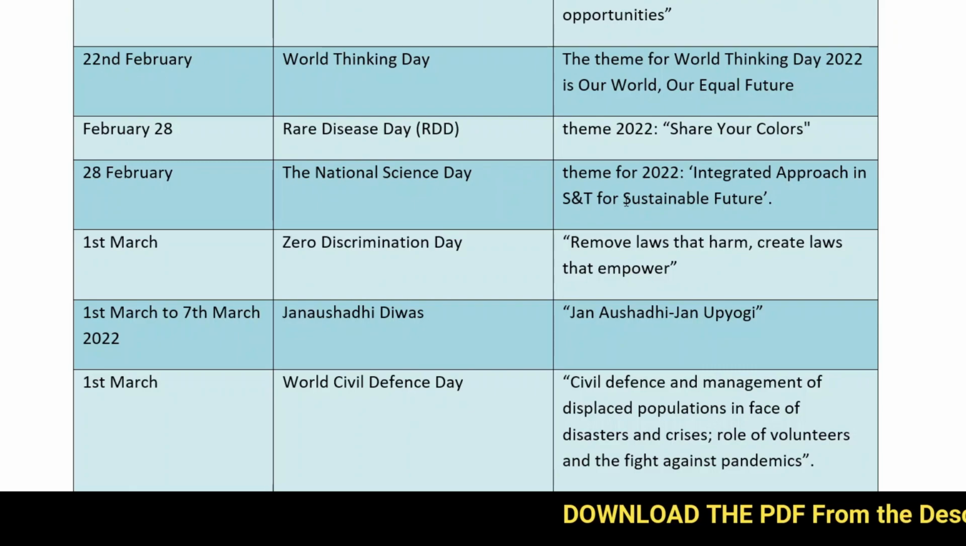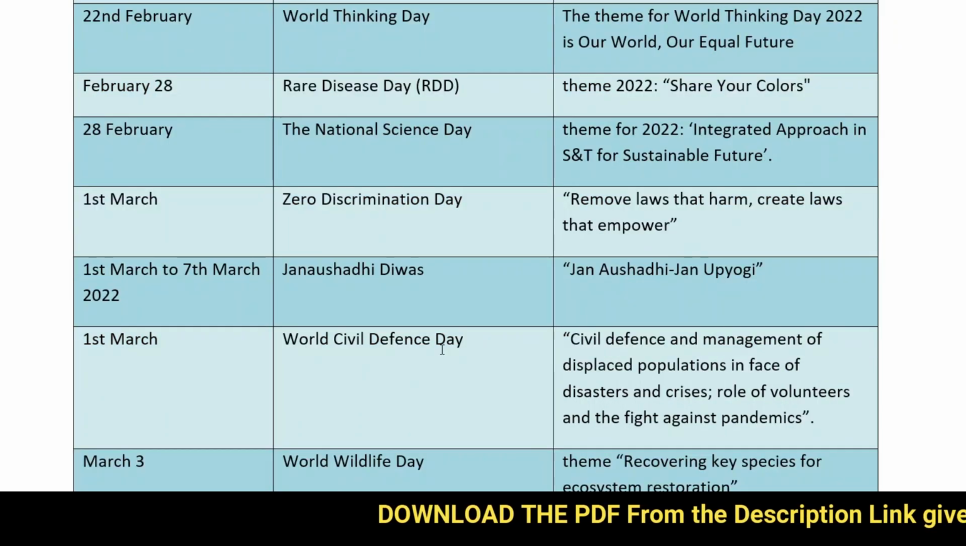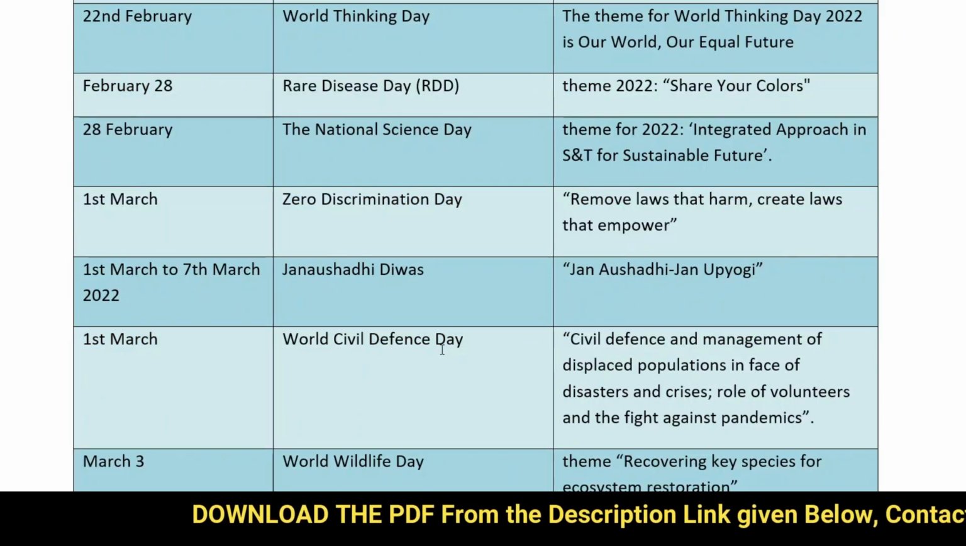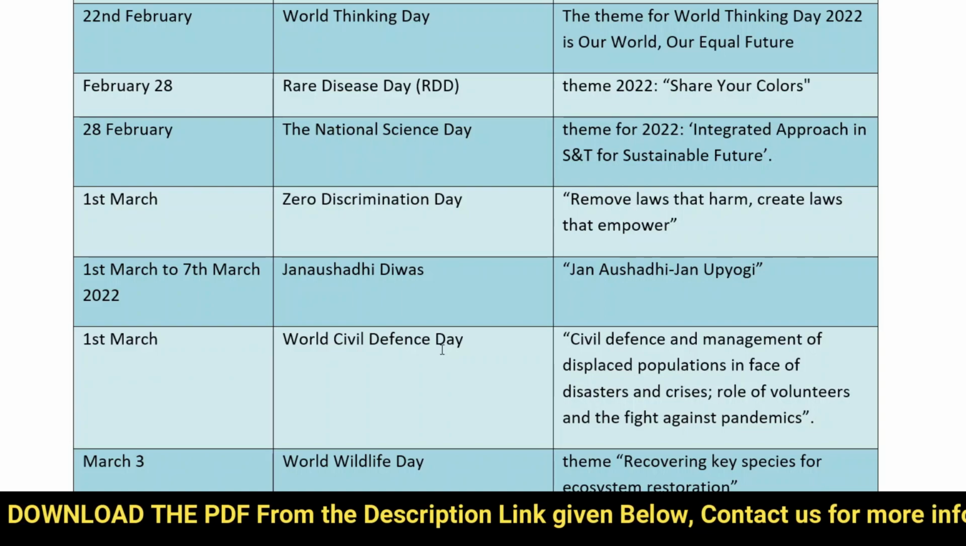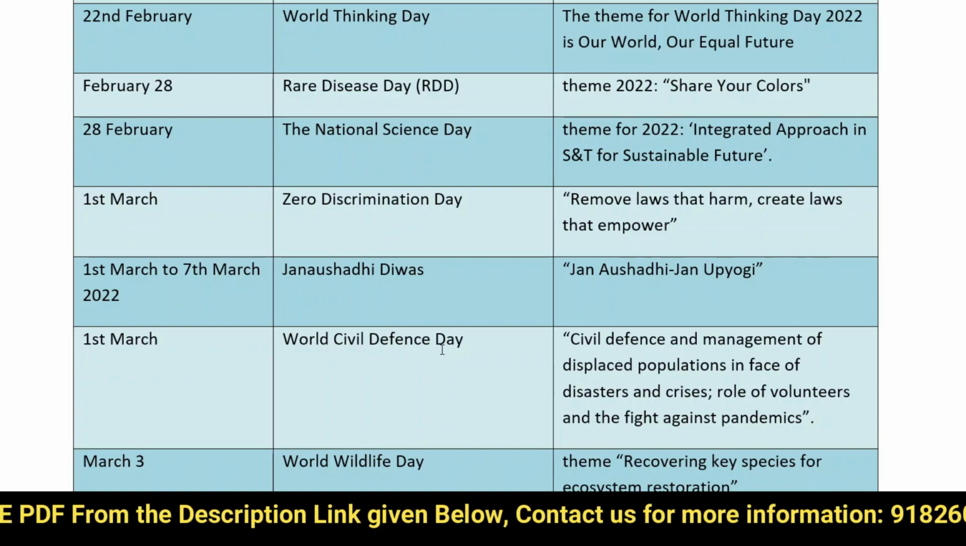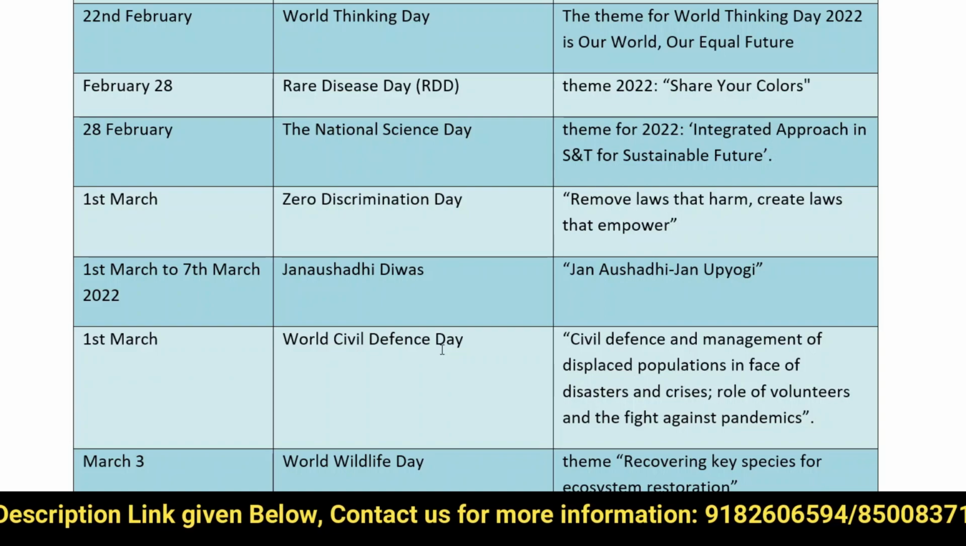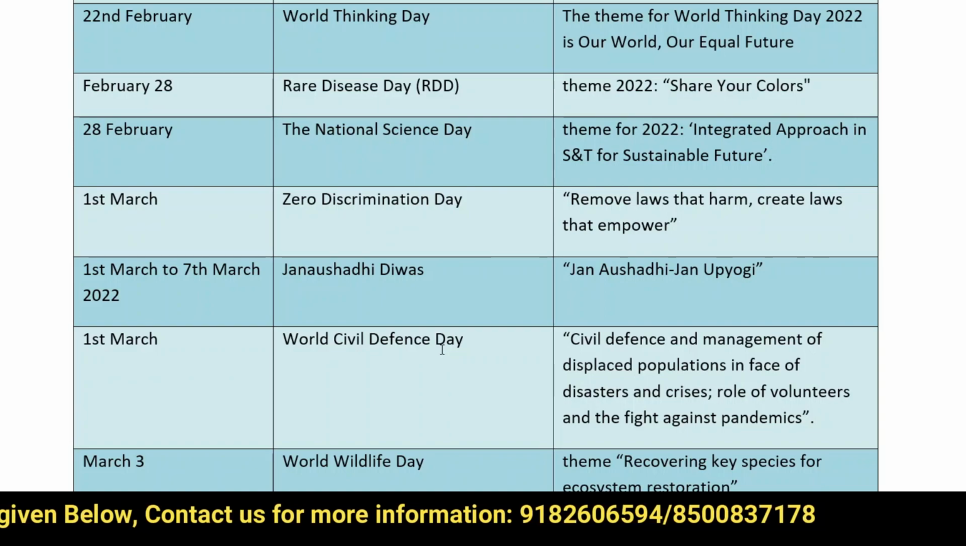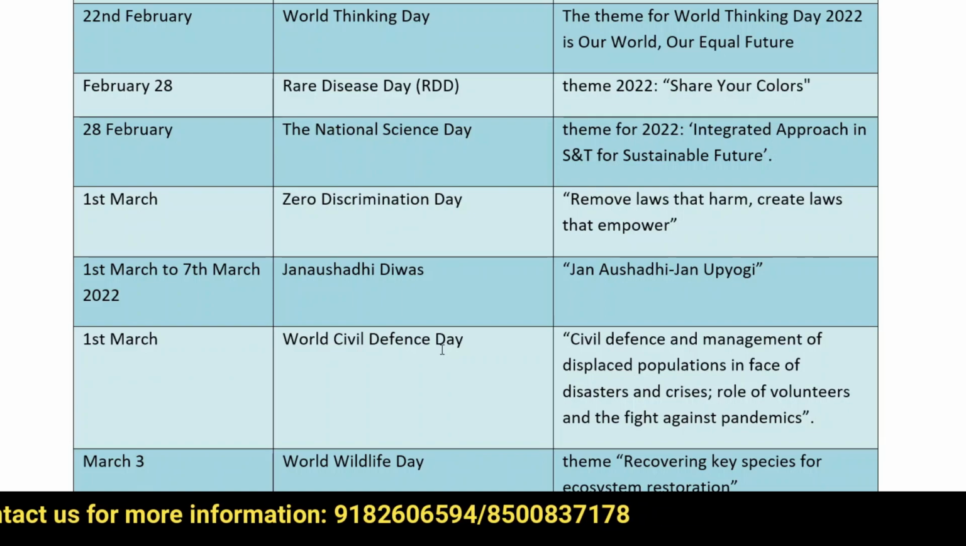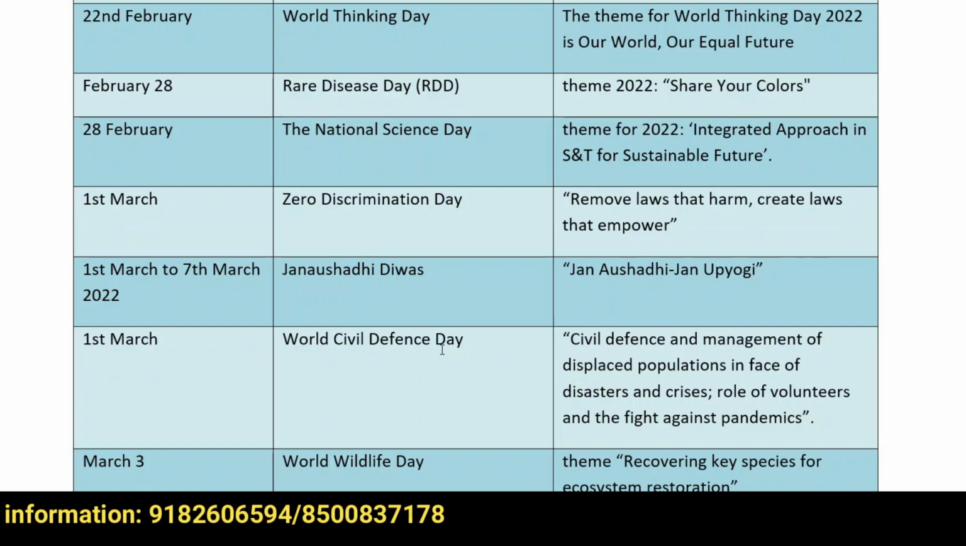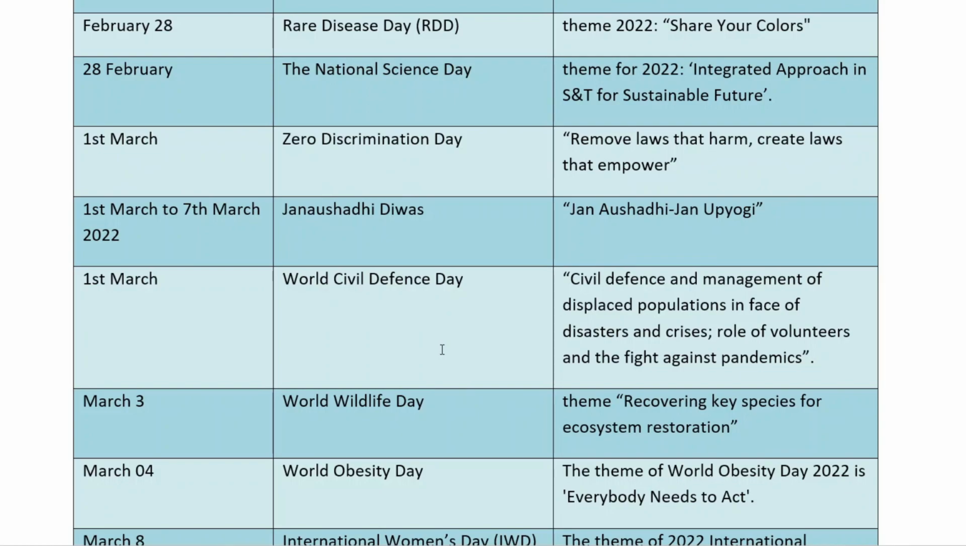1st March is celebrated as Zero Discrimination Day. The theme is Remove Laws That Harm, Create Laws That Empower. The next, again we have a complete week of celebration, that is 1st March to 7th March. It is observed as Jan Aushadhi Divas. The theme is Jan Aushadhi, Jan Upayogi, celebrated from 1st March to 7th March 2022. It also started in this year only.